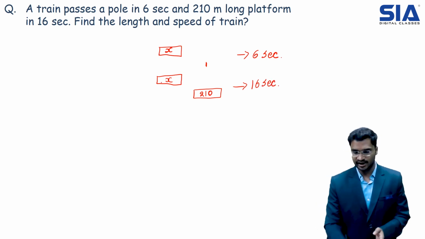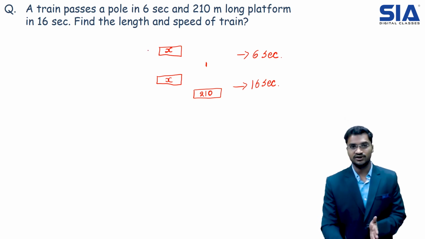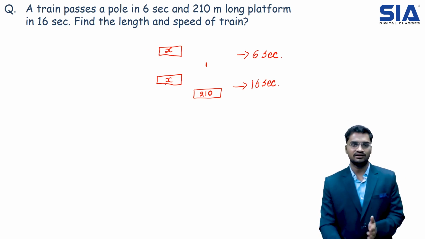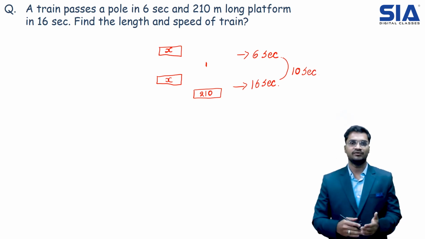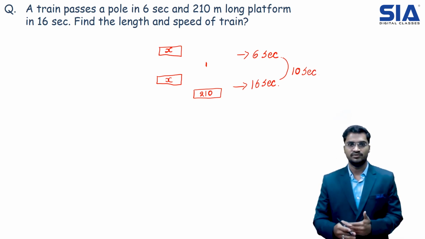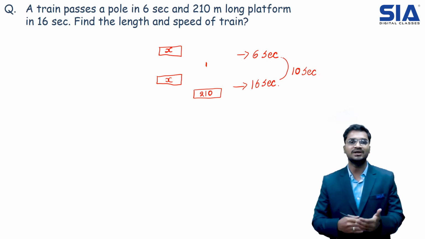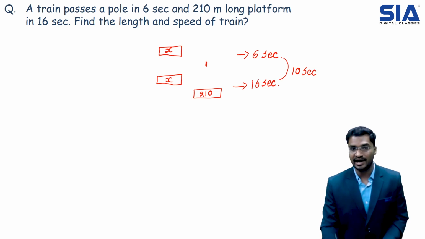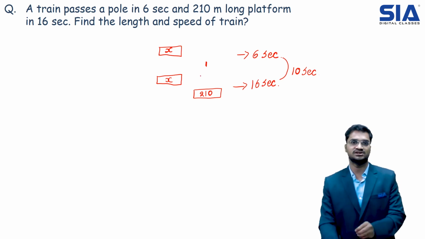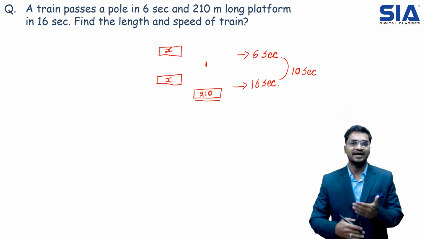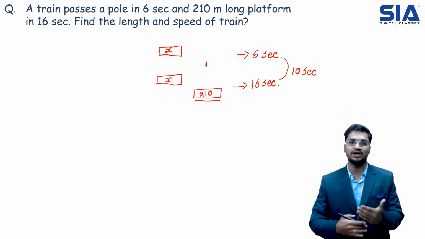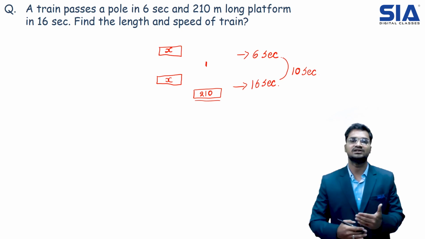The train has not been changed. In the first one and in the second one, the length of the train is the same, but we are getting an additional time of 10 seconds. We are taking 10 seconds more time. This 10 seconds more time is taken by replacing what? In our first scenario, I had a pole. When I removed that pole and kept a distance of 210 meters, I am adding an additional distance of 210 meters.